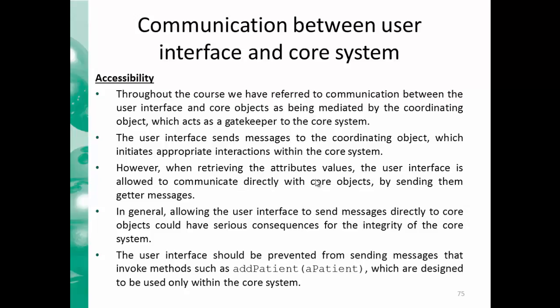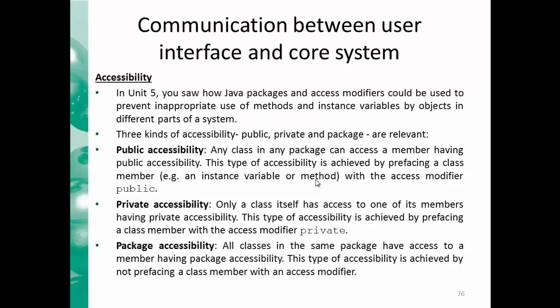Now, talking about accessibility, we have discussed accessibility earlier, and we said that for the purpose of hiding the information and keeping the integrity of our data, we can use public, private, protected, and package access specifiers to control the use and the access for our information. To remind you, we have three kinds of accessibility: public, private, and package. Public accessibility: any class in any package can access a member having public accessibility. This type of accessibility is achieved by prefacing a class member with the access modifier public.